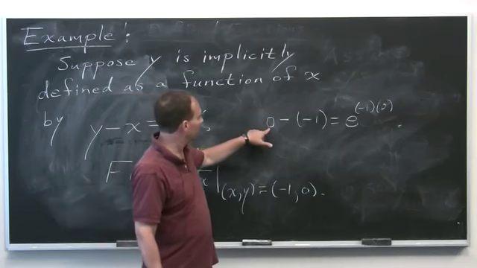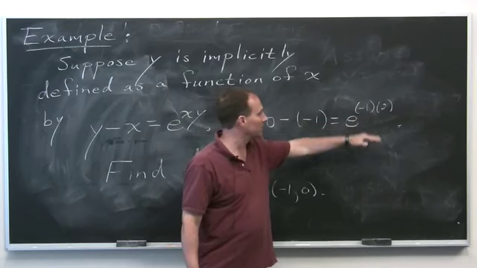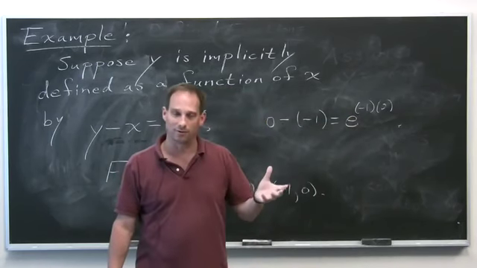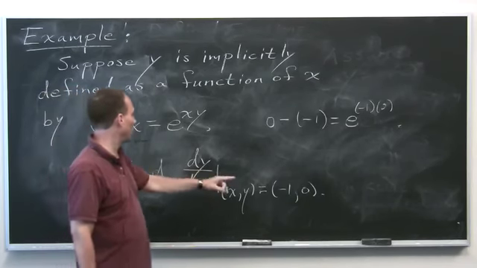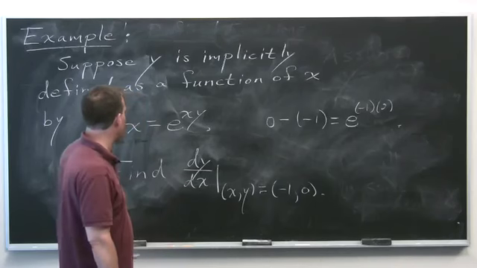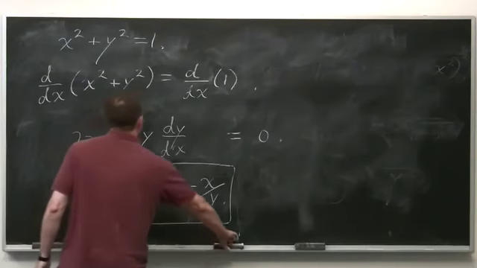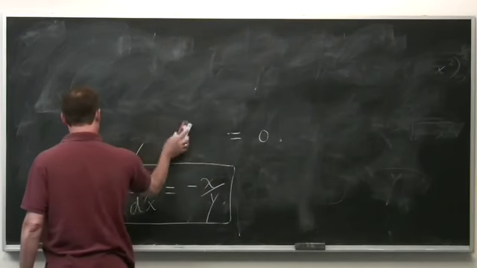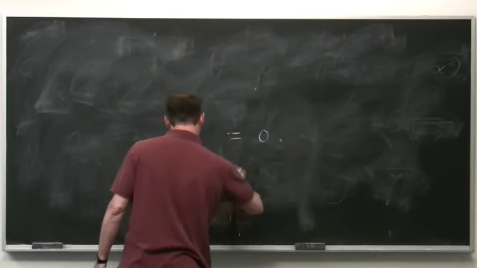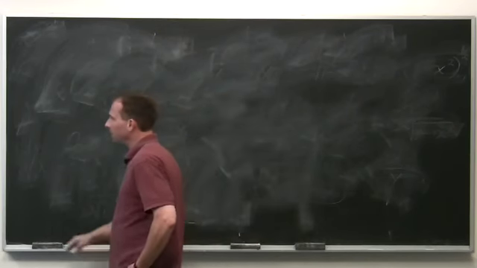So 0 minus -1, that's plus 1. This is e to the 0, that's plus 1. Too bad, we actually have to do the problem. Okay, so this is a point that satisfies this equation. Can we find dy dx? Sure. And in fact, it's not particularly difficult. Although there is some chain rule, and then you have to do some algebra to solve for dy dx, the algebra is never really bad.